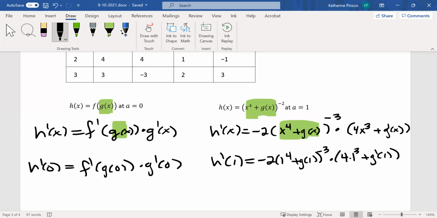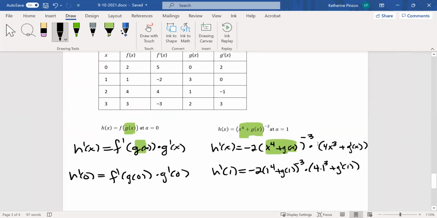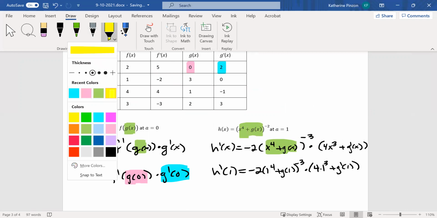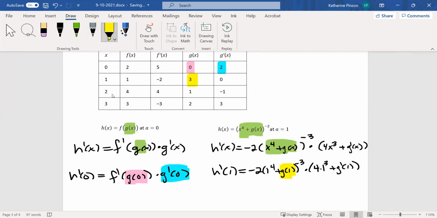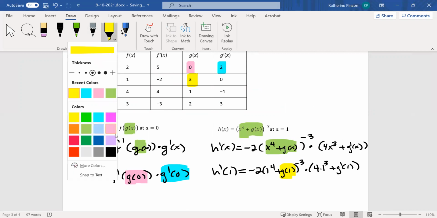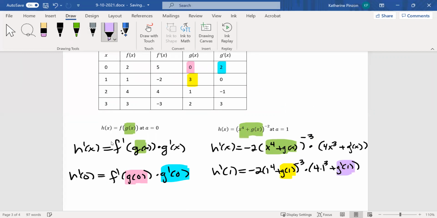G of 0, g prime of 0, g of 1, and g prime of 1. Okay, so go look at the table for those 4 values. I'm going to make it a little bit smaller while I look at the table, and get some colors. Let's start with pink. G of 0. Here's 0, here's g, 0. That was good. Blue, g prime of 0. Here's 0, here's g prime, 2. Good. Yellow, g of 1. Here's 1, here's g, 3. And last but not least, g prime of 1. Here's 1, here's g prime, 0.